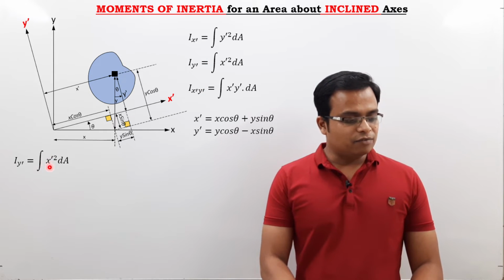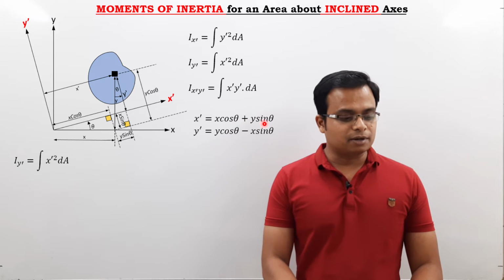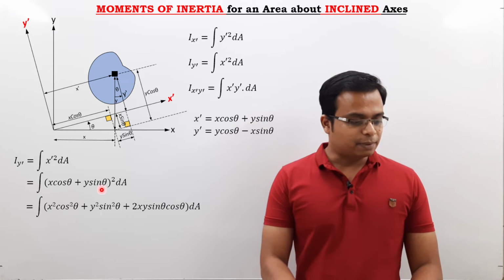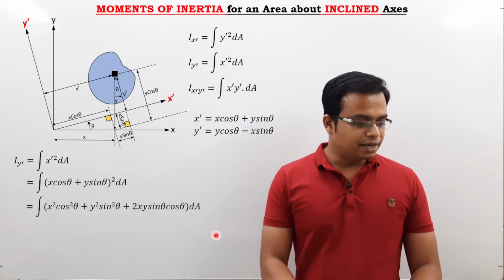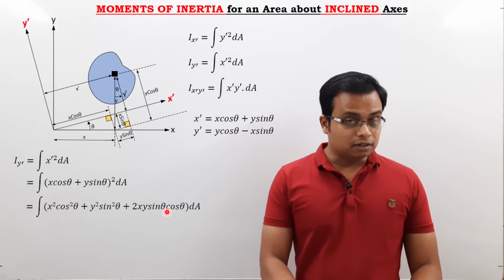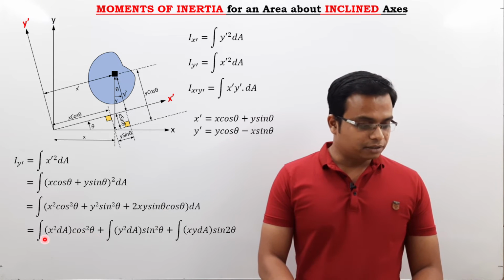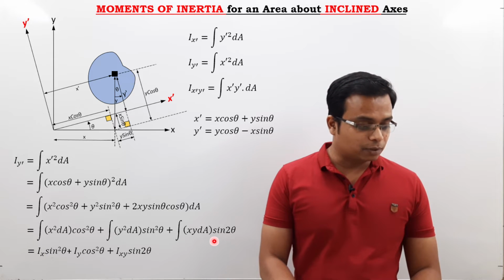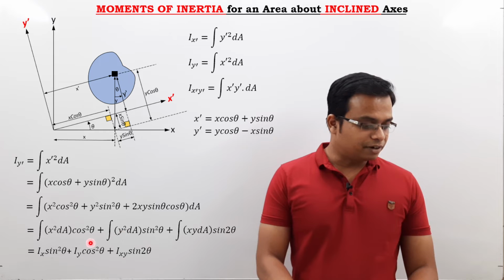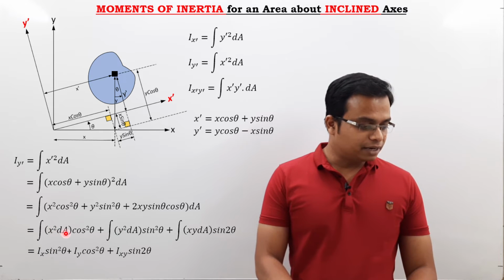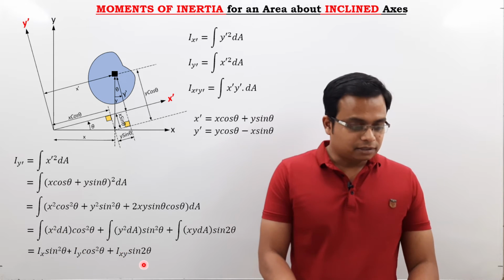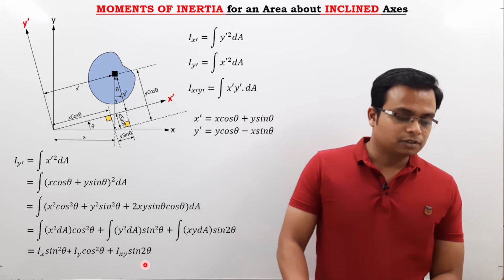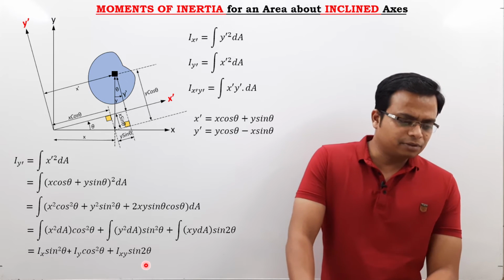Secondly, let's talk about Iy dash. Here you need to plug in the value of x dash. X dash is x cos theta plus y sin theta. Plug it in over here, expand it, and then shift dA to all the 3 terms, and this is what you get. This is going to be Iy, this is Ix, and that Ixy. I have written x square dA as Iy over here, and that's it. Looking good. Second transformation equation, you can say.